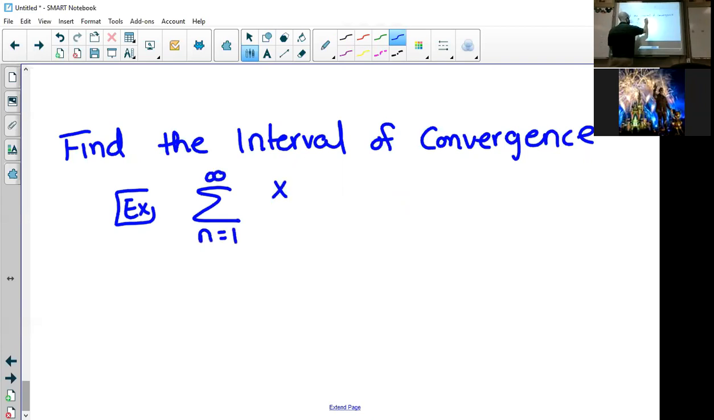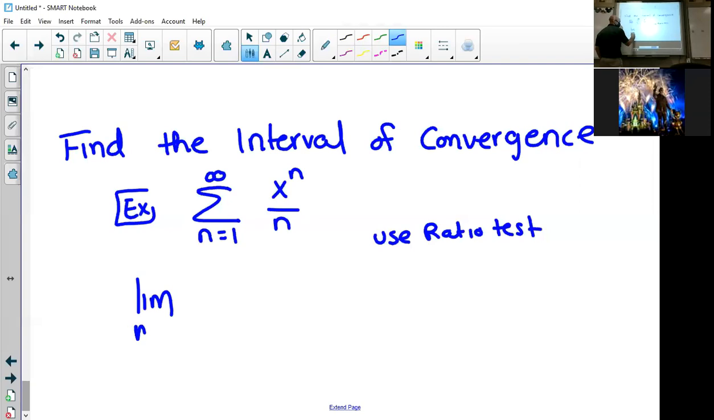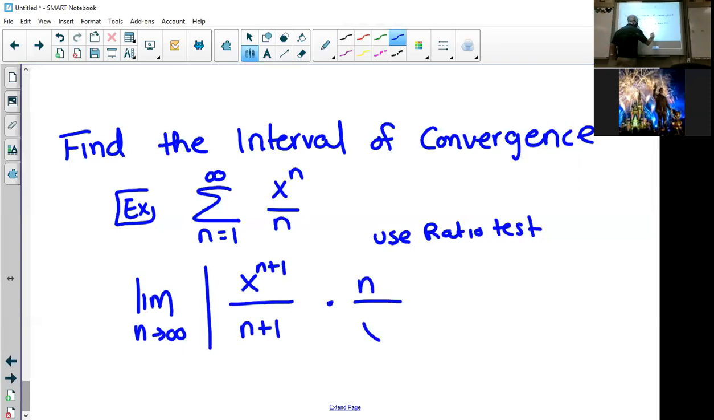We're going to look at the power series x to the n over n. We still start this out the exact same way. We're going to use the ratio test. So we're going to do our limit as n goes to infinity of x to the n plus 1 over n plus 1 times n over x to the n, less than 1. A little bit easier than the last one, huh?